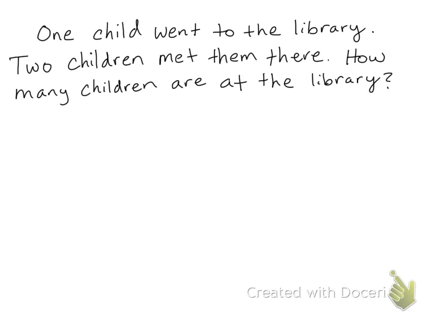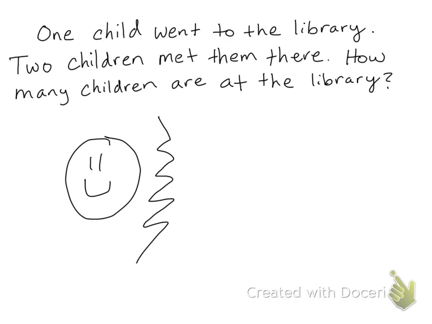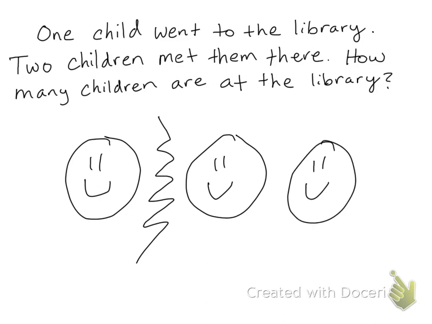Here we have 1 child went to the library. 2 children met them there. How many children are at the library? Okay, this is again a some more type story. So let's draw our picture. 1 child goes to the library, and it says with her dad. I forgot to write that down. So we start with 1 child. Then 2 children meet them there. So how many children do I have altogether? I have 3 children.